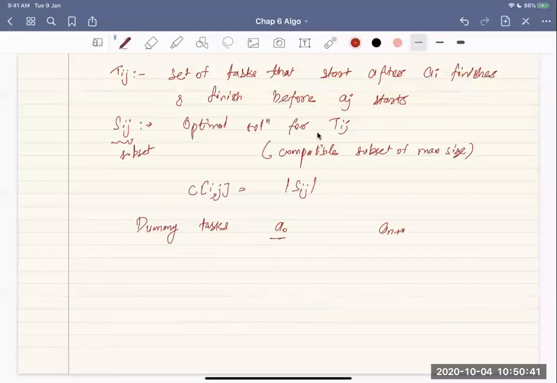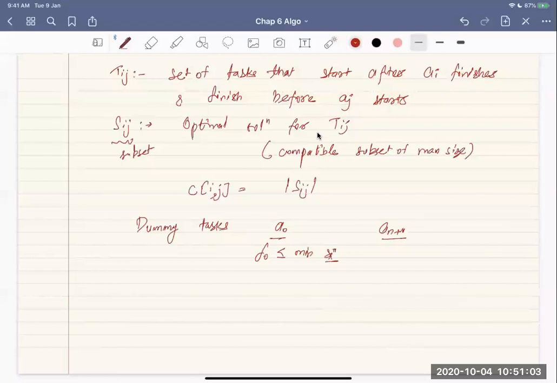So A0 says that the finish time is less than or equal to the minimum start time of any activity. I take the minimum start time of any activity, and A0 has a finish time less than that. And similarly, A(n+1) should have a start time that is greater than all the finish times.